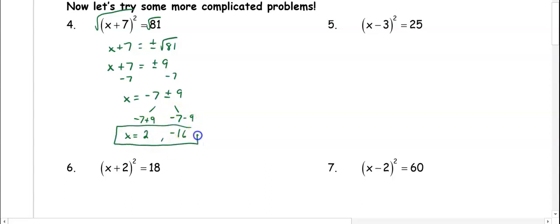So we're still going to have two answers, but now instead of a plus or minus, they might be different numbers because we're actually going to evaluate them.